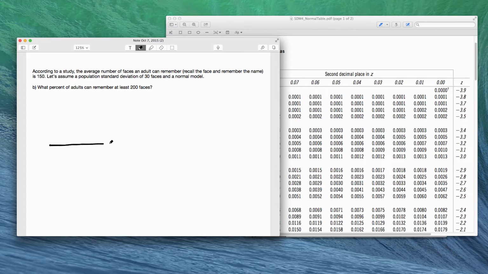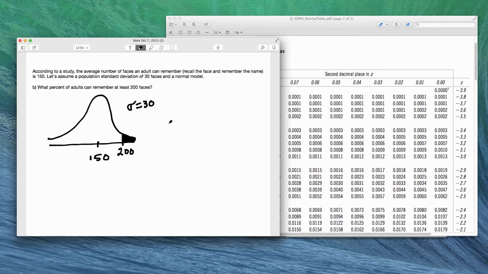Let's draw our normal model and then we can figure out where we're going to find a probability or a percent. So there's our normal shape. The mean is at 150 people. The standard deviation is 30. And our question now is find the percent of adults that can remember at least 200 faces. So 200 is more than 150, so it'll be over here to the right somewhere. And we want to find the percent, so that means finding area under the curve. I'm trying to find this black shaded area.